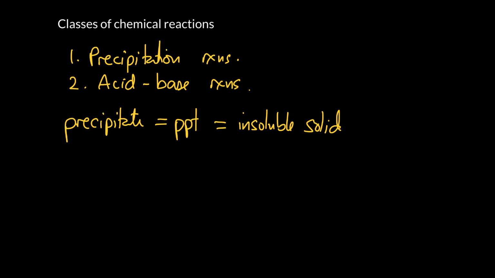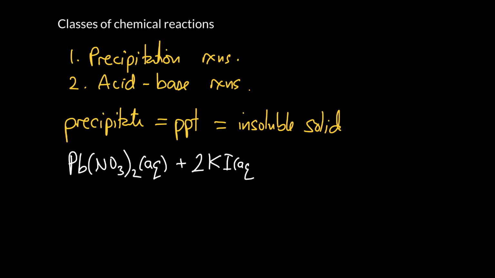For example, we could imagine mixing, and maybe you mix this in lab actually, lead(II) nitrate, which is soluble in water, so we write (aq), with something like potassium iodide, KI. And I'm already kind of cheating here, I already know how to balance it. It forms, what does it form? It forms potassium nitrate, and it forms two of them, so that's 2KNO3 (aq), and then it forms something that is an insoluble solid, lead(II) iodide, PbI2, and I'm going to write an (s) next to it.